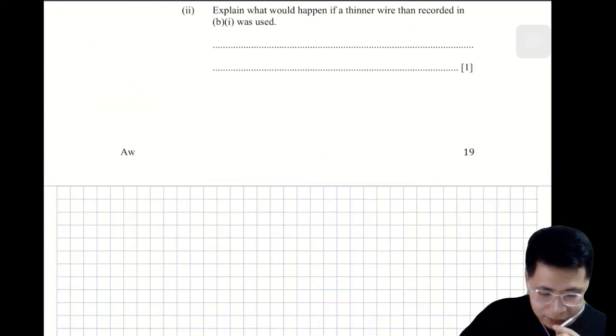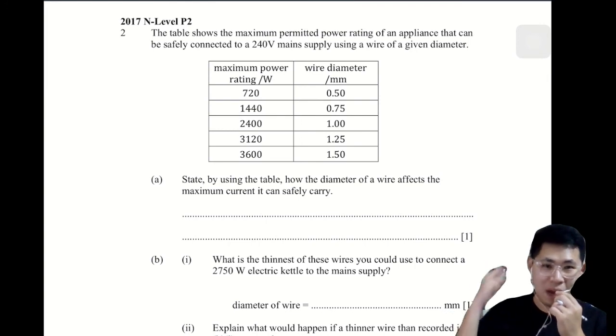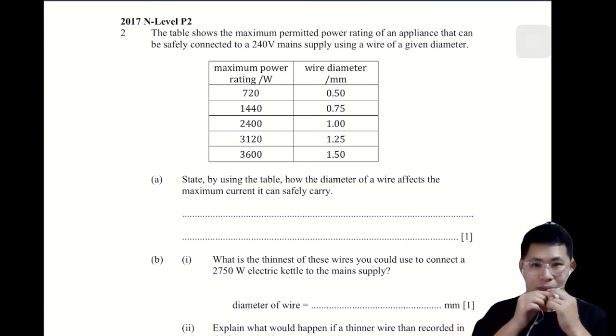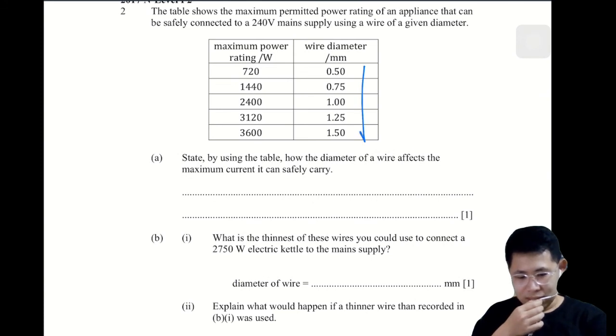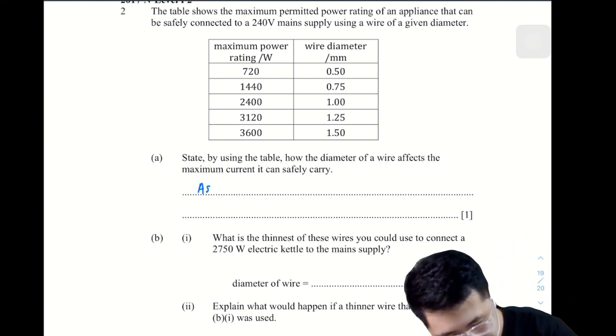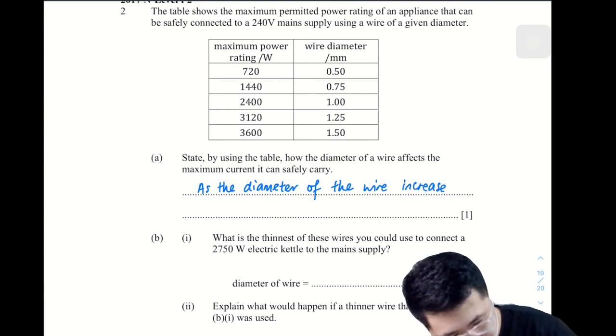I think last one, right? Last one, 2017. The table below shows the maximum power rating of an appliance that can be safely connected to the 240 volt main supply using a wire of the given diameter. From the trend, if you notice, as the diameter increases, the maximum power rating also increases. You just state, very easy. As the diameter of the wire increases, the maximum power rating also increases.